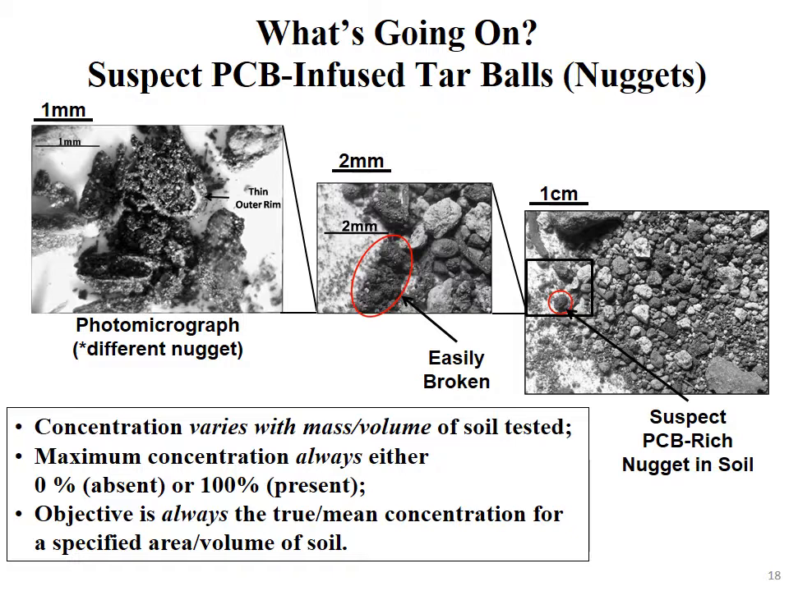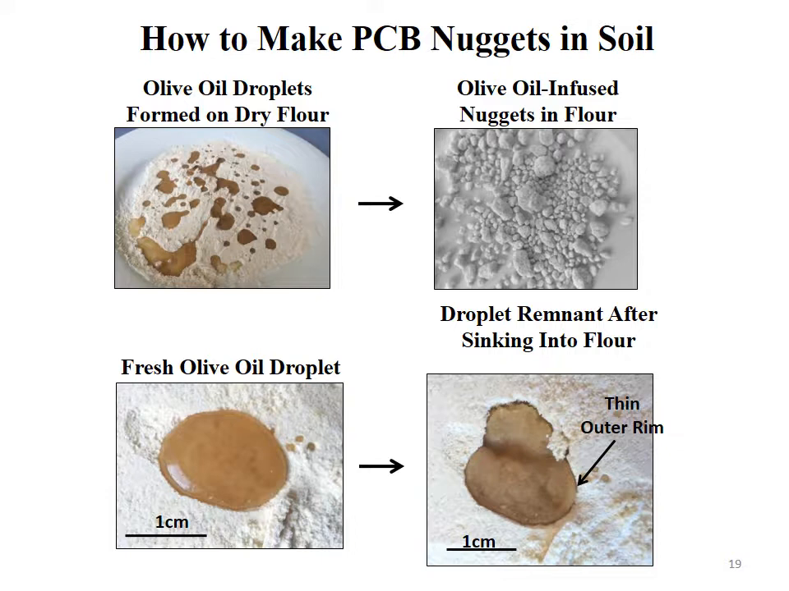A chemist who likes to cook showed me this idea, how to make PCB nuggets or any type of nuggets in soil from an oil. Take some dry flour and pour olive oil on it. Real quickly, you'll see the olive oil bead up here in the upper left-hand corner. And now watch the drop of olive oil, it'll bead up and it'll slowly sink into the flour. And now look what happens around the edge of that drop. You'll get a white rim where it's mostly flour, there's less olive oil in it, exactly like we saw in these PCB nuggets.